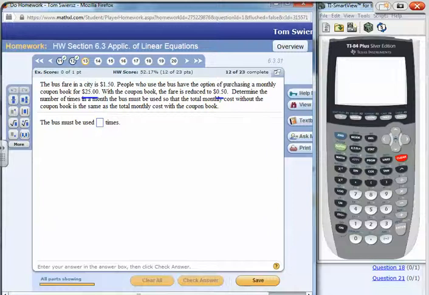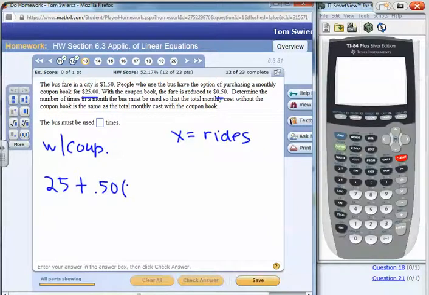Okay, so with the coupon book, what's the cost? They have to purchase the coupon book, which is $25, but they still pay every time they ride, so x would be the number of rides on the bus, right? It's 50 cents, so it's going to be 50 cents times the number of rides, which is x. So 0.50 times x. With the coupon, $25 to pay for the book, 50 cents for each ride, so 0.50 is your decimal for 50 cents times the number of rides.